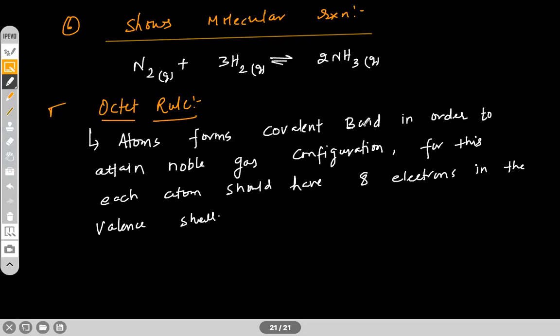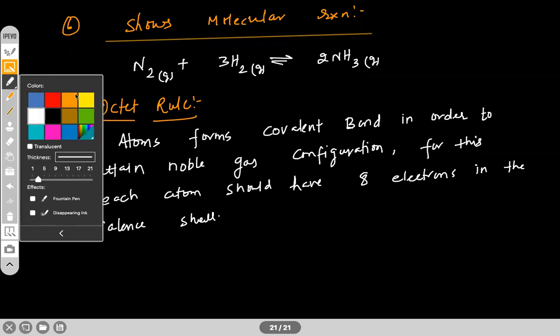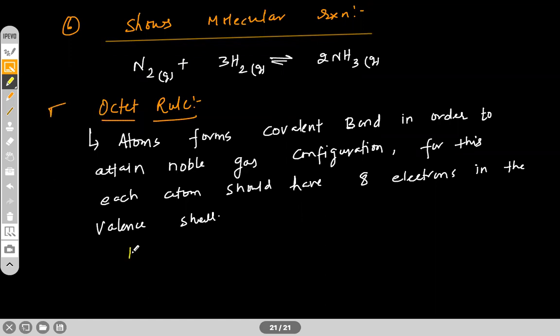For example, HCl, CO2, O2, CH4. In fact, all hydrocarbons follow this rule. Yes, 8 electrons in the valence shell.